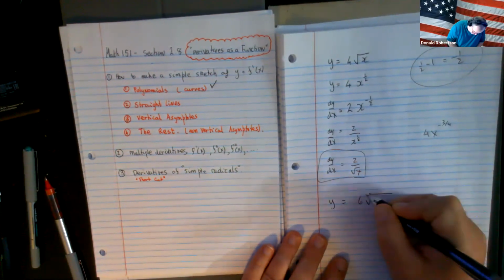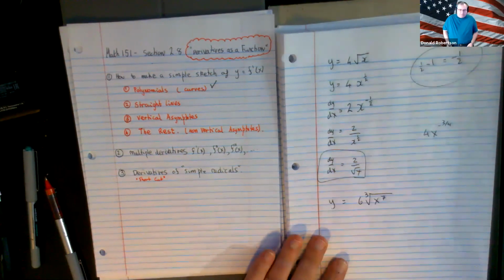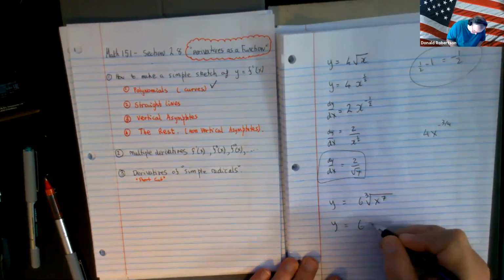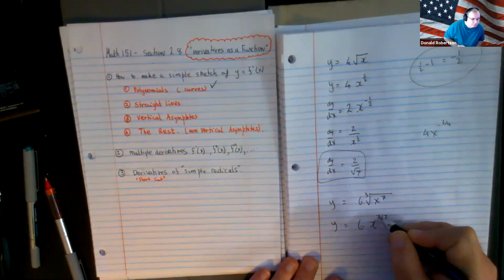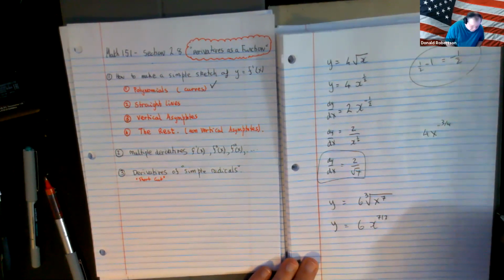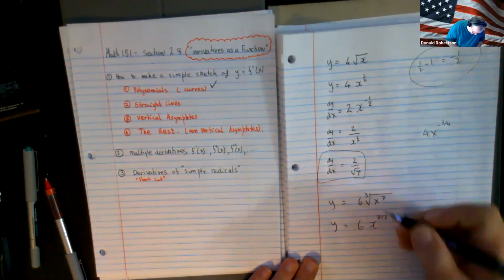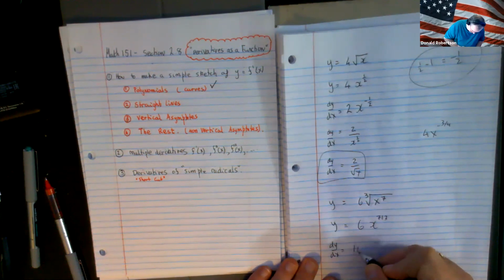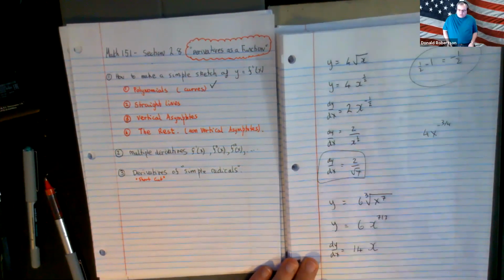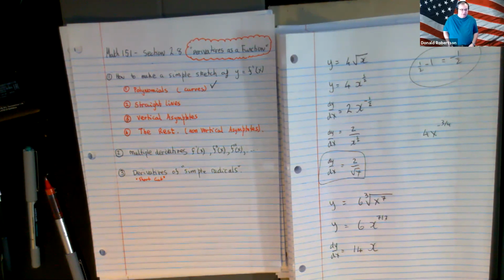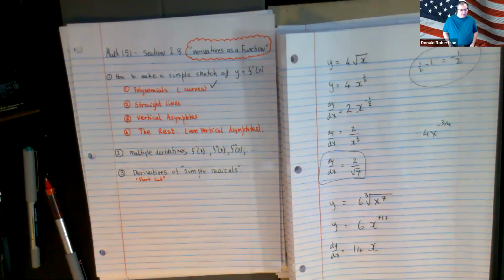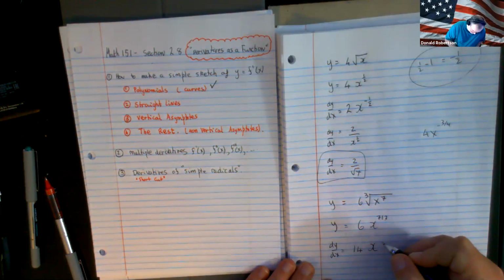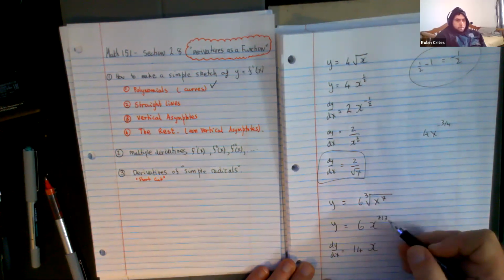Okay, last one for today is a good way to finish. 6 cube root of x to the 7. That's just going crazy. That's going to be x to the 7/3. We've done that before, right? 7/3. Derivative. Multiply by the power, that gets you 14. Reduce the power by 1. What do you get as your new power if you take 1 away from 7/3?